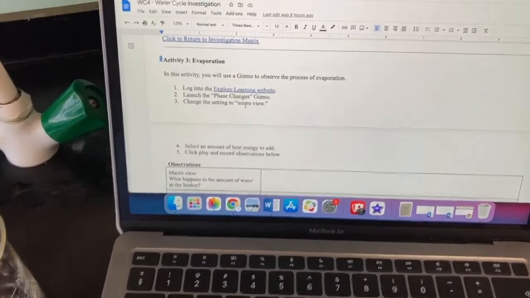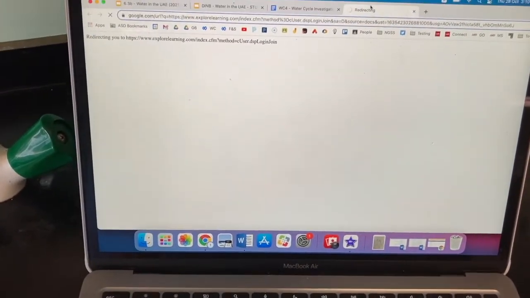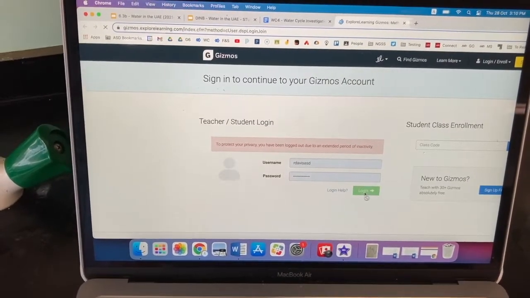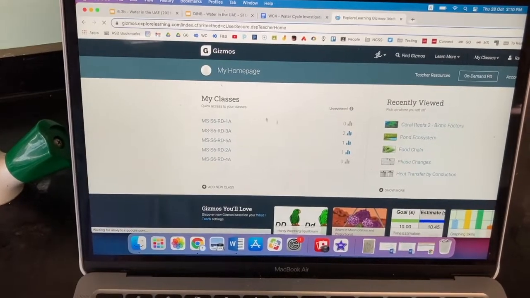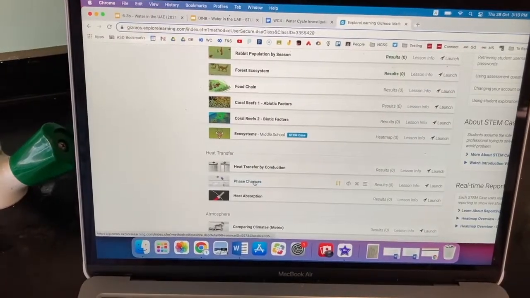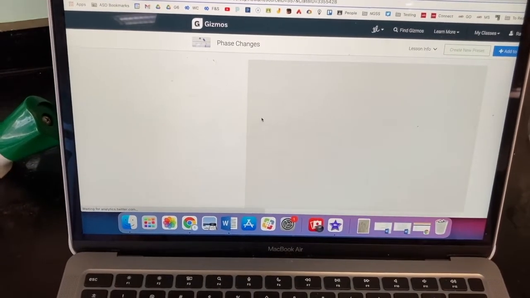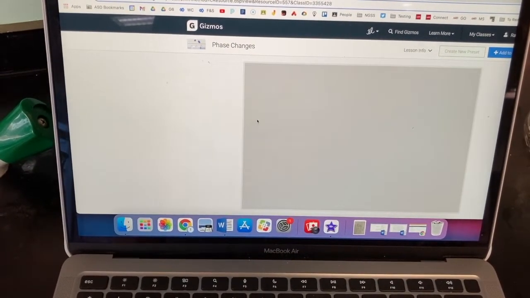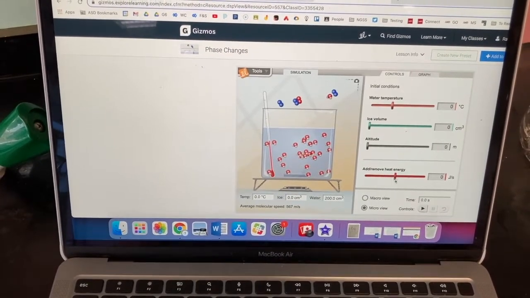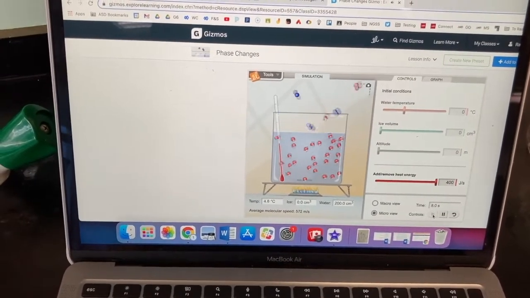And in the gizmo, you change the setting to micro view and then add heat. I can show you what this would look like. So if I log in to a class, here's the phase changes one under heat transfer. I launch it. And I change it to micro view so I can see the molecules. And then I'm gonna add heat energy and I'm gonna watch and see what happens.